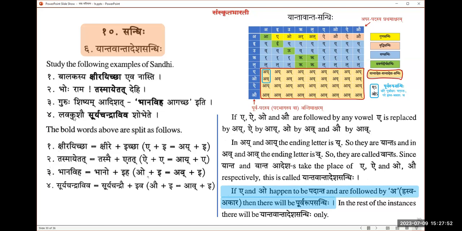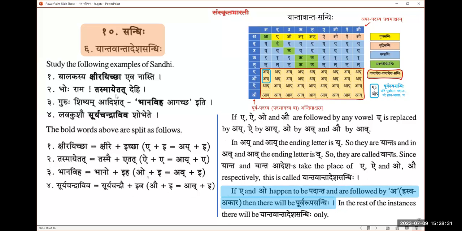Lavakushau Surya Chandraviva Shobhete. Dvivachana. Shobhete, not Shobhate. So Dvivachana, because Surya Chandrau Iva. Again you can see Av, E, you separate with Iva. Av you take, reverse it to Au plus Iva. So Surya Chandrau Iva. Au, E, Au, E. So we are coming from Au, reversing to Au and going back to Surya Chandra. They have shown the forward path, but we can see the reverse path.